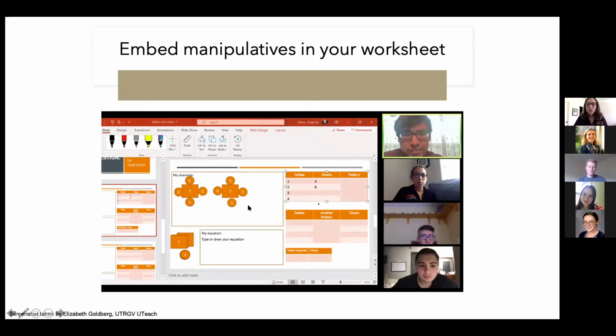So what you can do is you can build everything into these PowerPoint slides, or whatever platform you prefer. And so that way the manipulatives and the rest of the worksheet kind of go hand in hand.